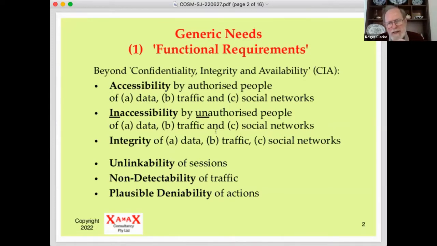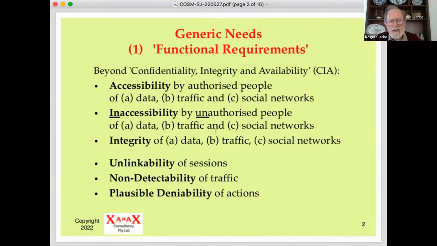But if we think about accessibility and think about the different kinds of things that need to be accessed and the different kinds of categories of people who need to be authorized to gain that access, we're getting ourselves on track. Similarly, if we think about what are the conditions and what are the categories where inaccessibility is what is required, I think we're getting closer.